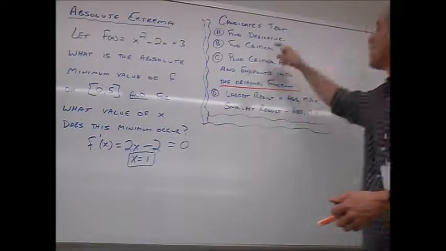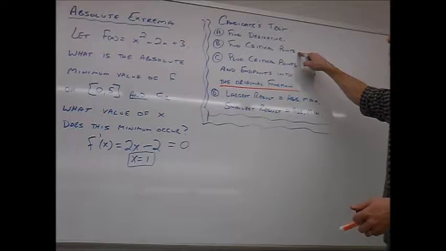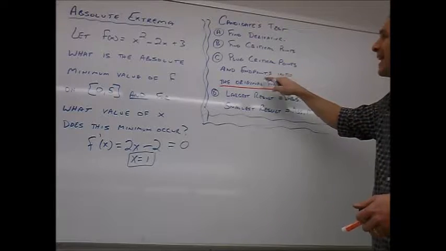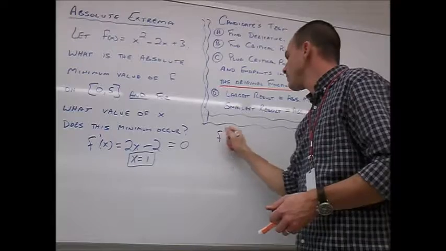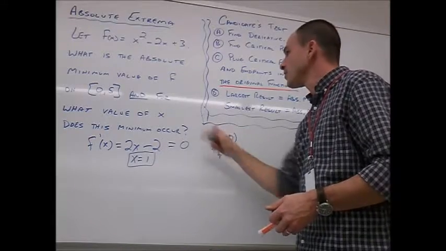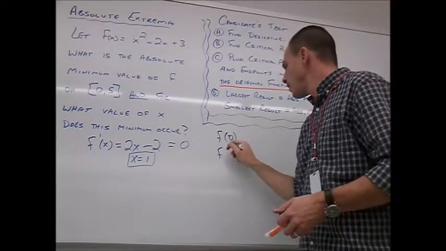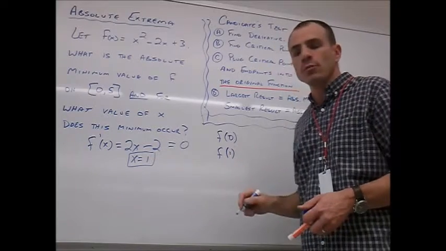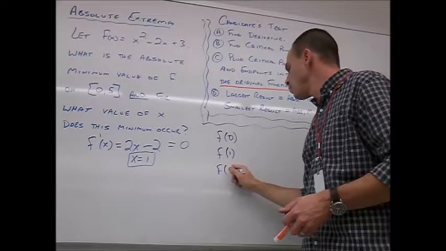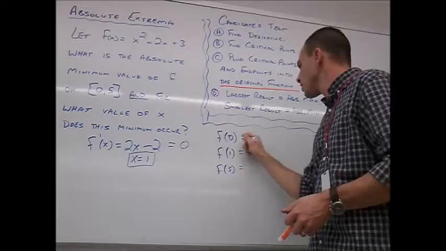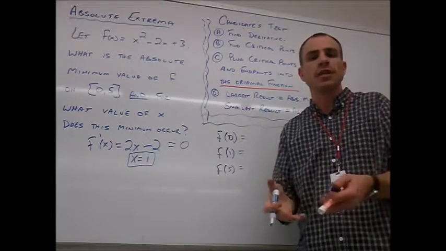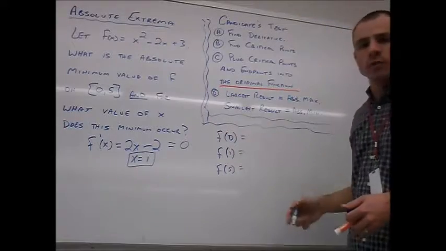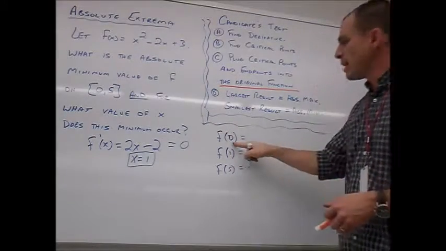Okay, so we got our derivative, we found our critical points, now we're going to plug our critical points and our endpoints into the original function. So here we go. We need f of 0, because that's our left bound, f of 1, because that's our critical number, and then f of 5. By no means do you have to do them in ascending order. Usually I will do that, and quite often you see that done on solution keys, but you can put them in any order that you want to.